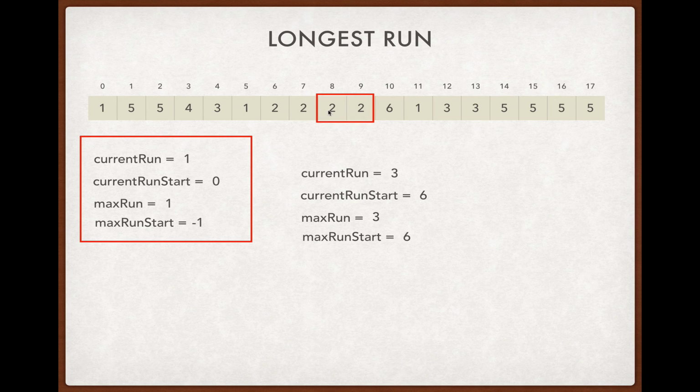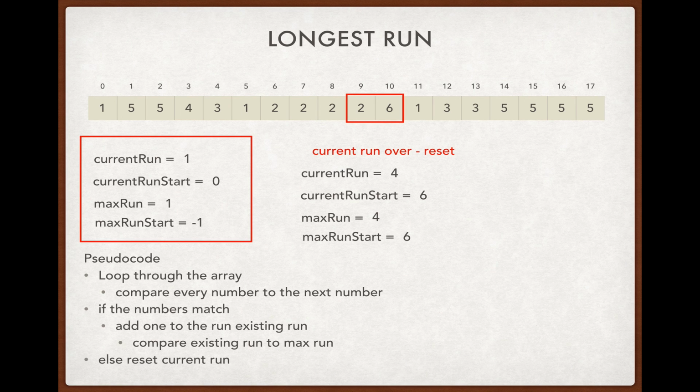I say, okay, are these still matching? They are. My current run is now 4. The start is still at 6 though. And then I have to check, is my current run bigger than my max run? Yes. And so that goes on until I end. And when I end here, I'm going to have to reset again. And when I reset, I'm going to set current run to 1 and current run start to I plus 1.